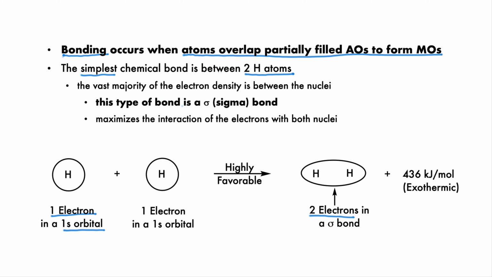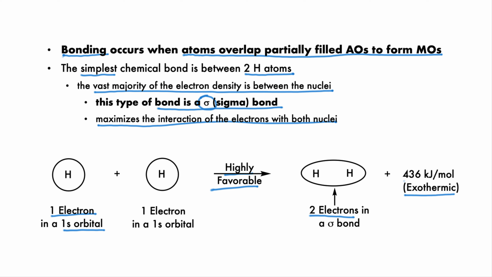In the molecular orbital, the vast majority of the electron density is directly between the 2 nuclei. This type of bond is called a sigma bond, which we signify by this Greek letter. A sigma bond is a strong bond because the interaction between the 2 electrons and the 2 nuclei is maximized. The overall bond formation is highly exothermic, which means it's highly favorable.